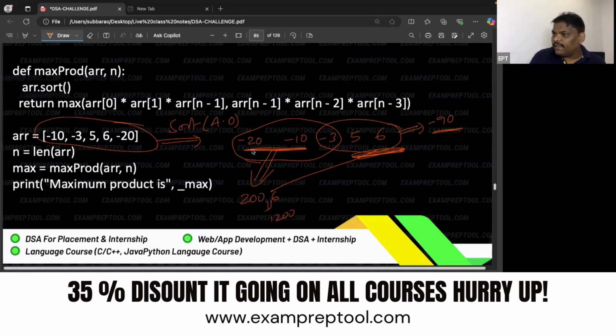Some people are asking, sir, why can't I take the 3 negative numbers? Then finally you will get negative. Don't take 3 negative numbers. Take the 2 small people and one maximum. So 1200. If you are lucky and there is no negative, taking all maximums will be the answer.